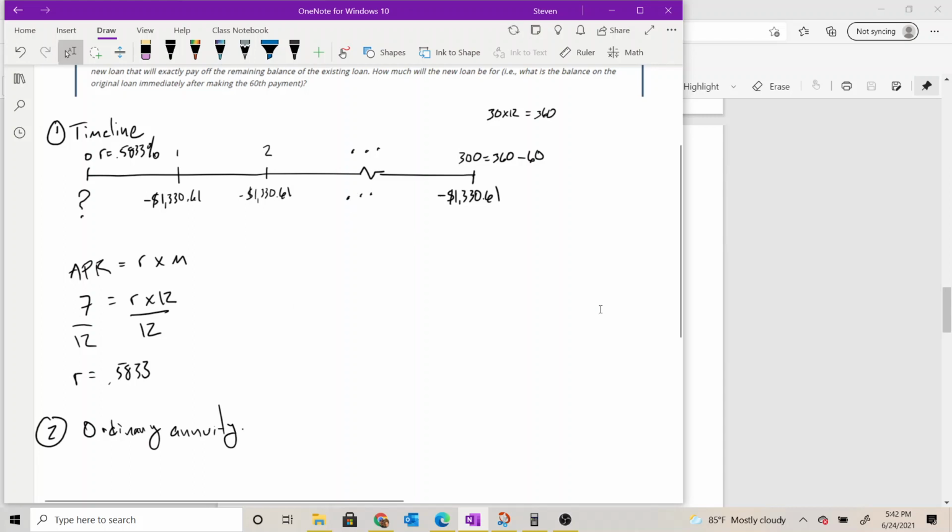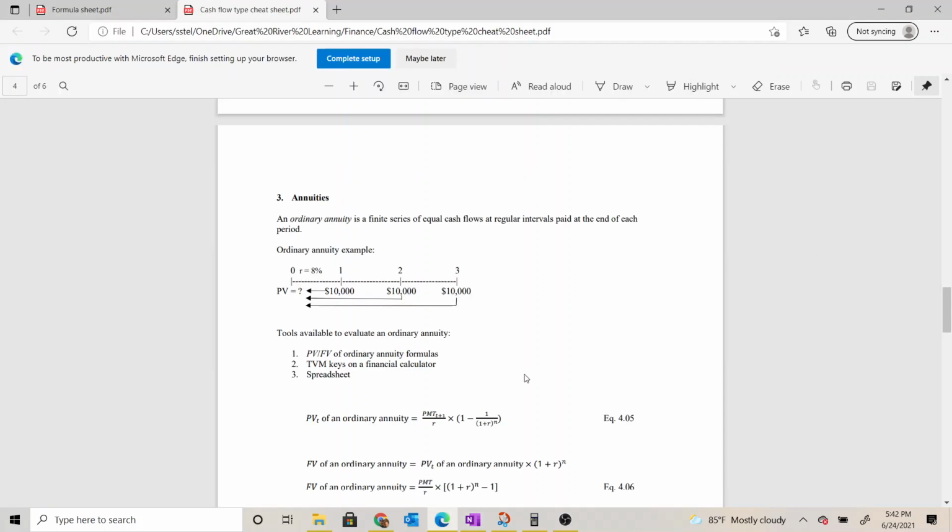Once we know we're dealing with an ordinary annuity, we know what tools are available to us. We've got the present value and future value of ordinary annuity formulas. We've got the time value of money keys on a financial calculator and a spreadsheet available to us. We're going to sidestep the spreadsheet, though those solutions are available in the text, and I encourage you, just for outside of class use, to take a look at those, because it's a lot faster and you can do a lot more stuff with the spreadsheet.